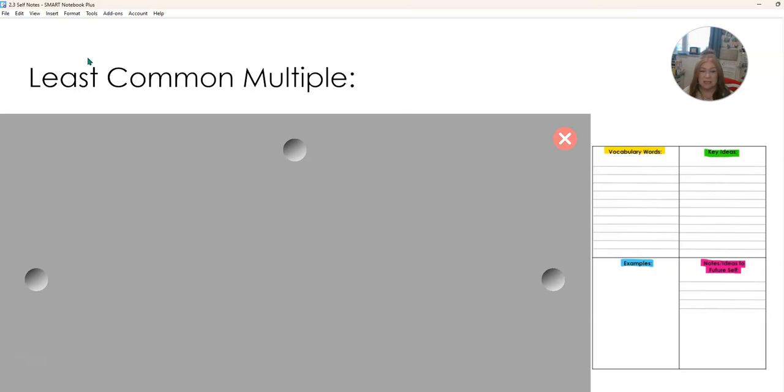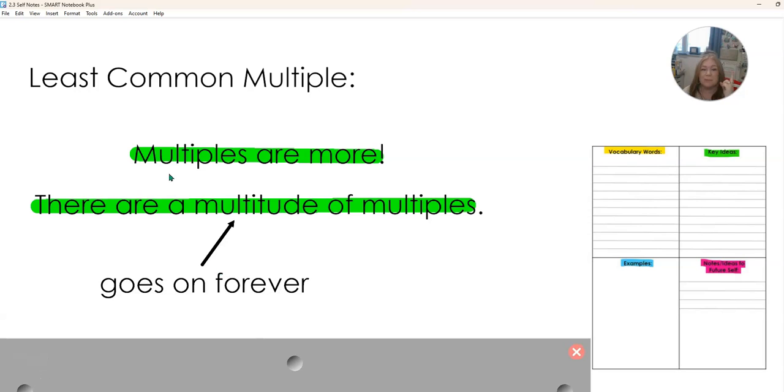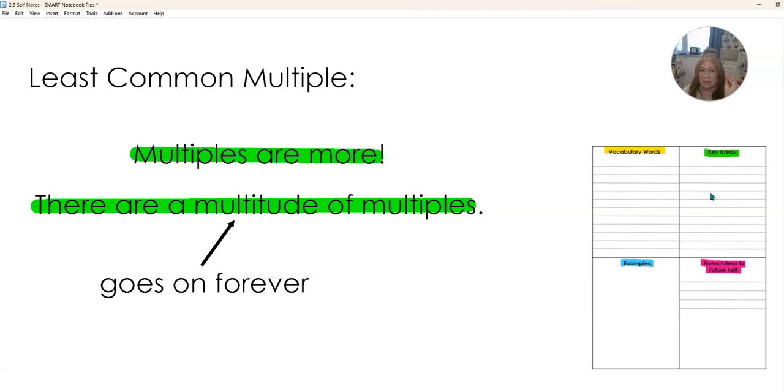So our first word is least common multiple. A least common multiple is multiplying. And some things we need to know. We're going to start with some key ideas first. Multiples are more, right? The M and the M, they're connected together. There are a multitude of multiples, right? M, M, M. We're getting all those M's in our mind. And what do multitudes do? They go on forever. We're going to multiply. So get that key information there. We need to understand that multiples are more.